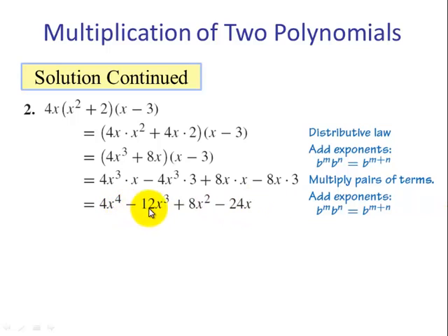Our next step is to make sure that there's no like terms, and all these terms have different degrees, so there is no like terms, and we are finished.